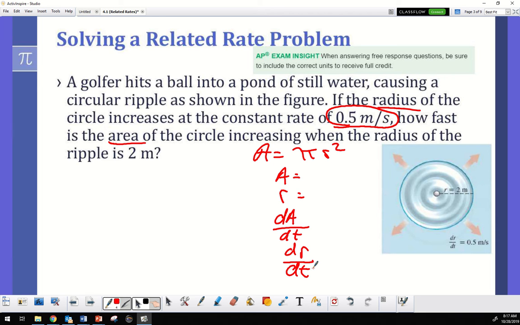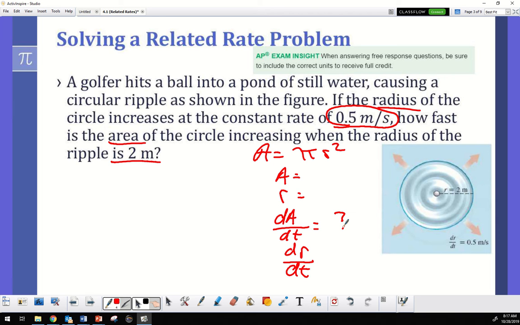How fast is the area of the circle increasing when the radius of the ripple is 2 meters? Okay, so it's asking for how fast the area of the circle is increasing. So what is my end result of this problem I'm going to ask for? Very good. dA dt, right? So this is what I'm looking for. This is going to be my final result.